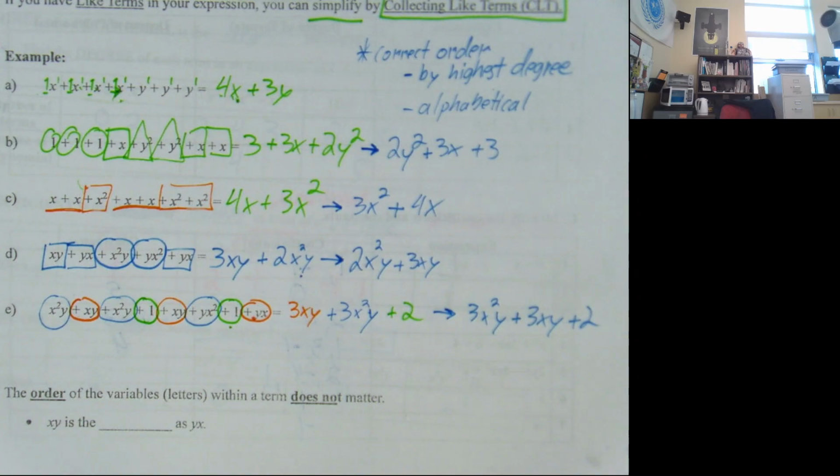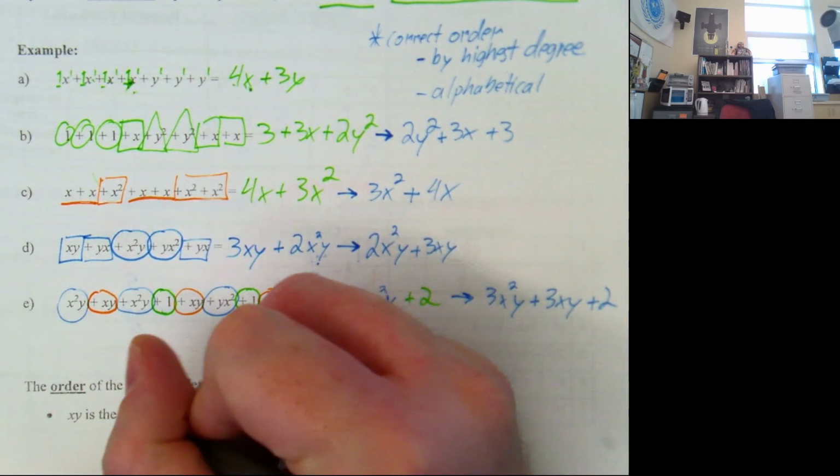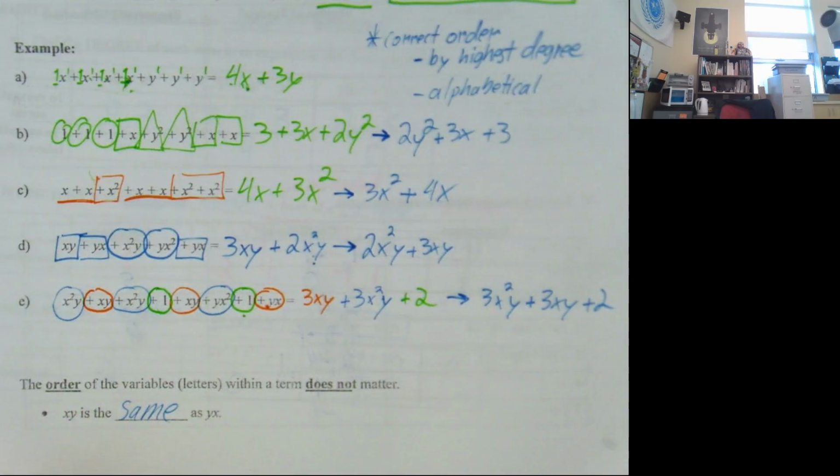We're going to make things more interesting here. The order, we've said it already, I'm just going to write it down here, formalize it for you guys. The order of the variables within a term does not matter. xy is the same as yx. We've said that a dozen times now. So let's just write it in there so we have something to refer back to in case we forget. And then I want you to flip the page.